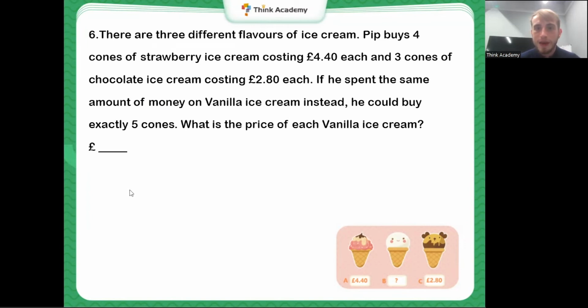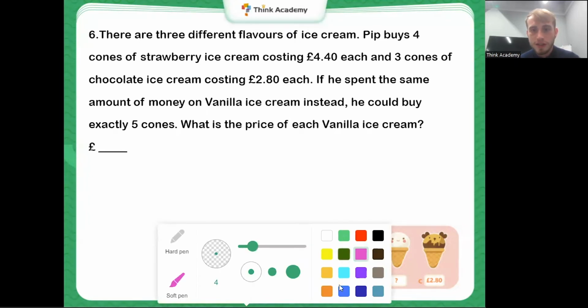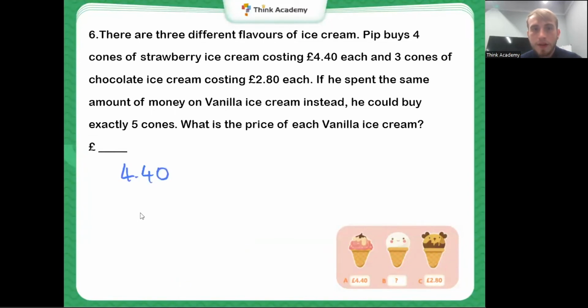So we can work out how much he spent on strawberry ice cream. So 4 cones each cost $4.40. So we're going to do £4.40 times by 4. So we can do a multiplication just like normal and make sure we put the decimal in the right place. So 4 times 0 is 0. 4 times 4 is 16. Carry the 1. 4 times 4 is 17. And make sure that that decimal goes in 2 places before the end, because we've got 2 decimal places. So £17.60 was spent on strawberry ice cream.